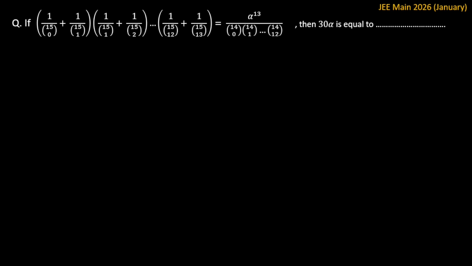In the problem, it is given that the left hand side is some relation of binomial coefficients, and the right hand side is also a relation of binomial coefficients involving one parameter alpha, that is alpha to the power 30. Then we are asked to find the value of 30 alpha. If we see carefully, on the left hand side all the n values are the same, that is 15, and on the right hand side all the n values are the same, that is 14. So 15 and 14, that is decreased by 1.